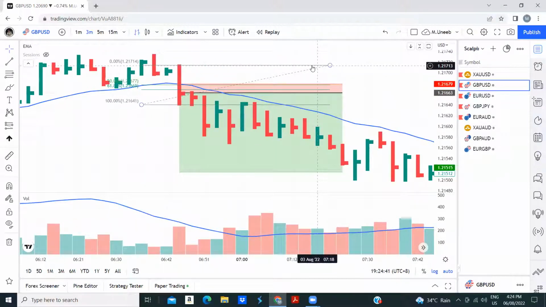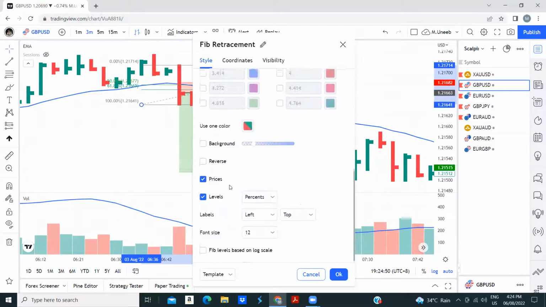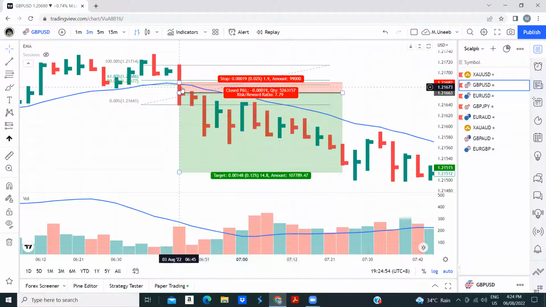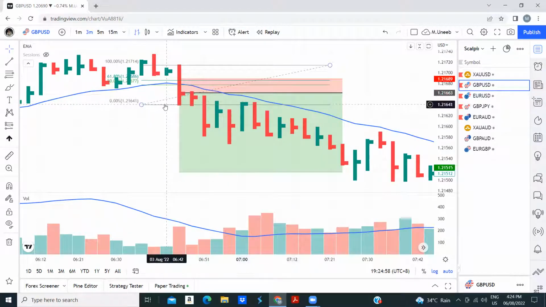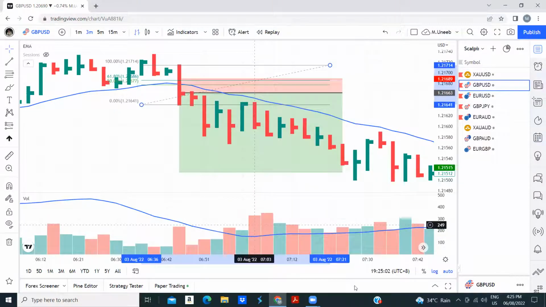And then this whole bar, this is 50, reverse 6.8. Got it? But make sure that your Fibonacci is in reverse mode. Reverse mode, okay? Make sure about this one. Got it?